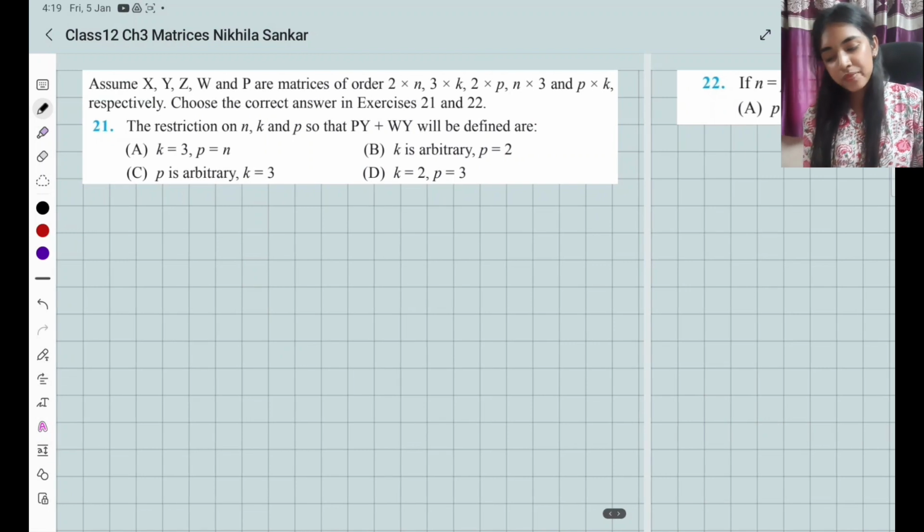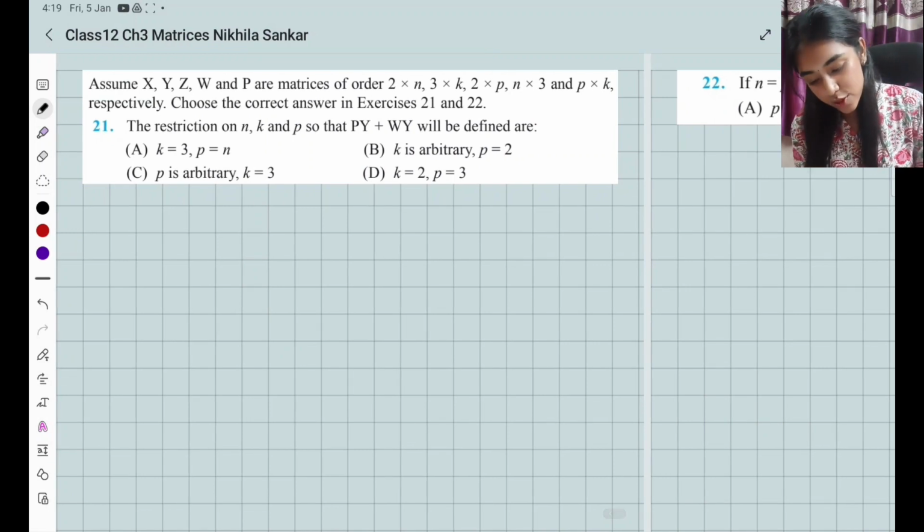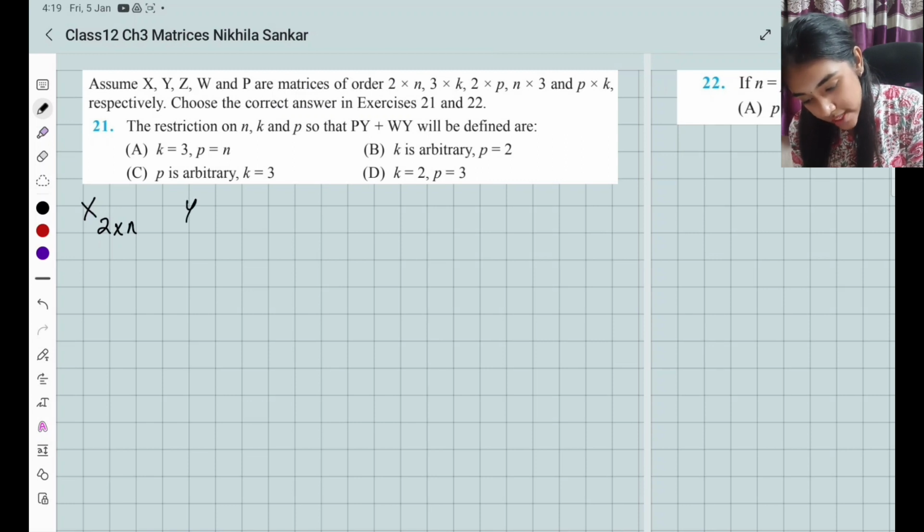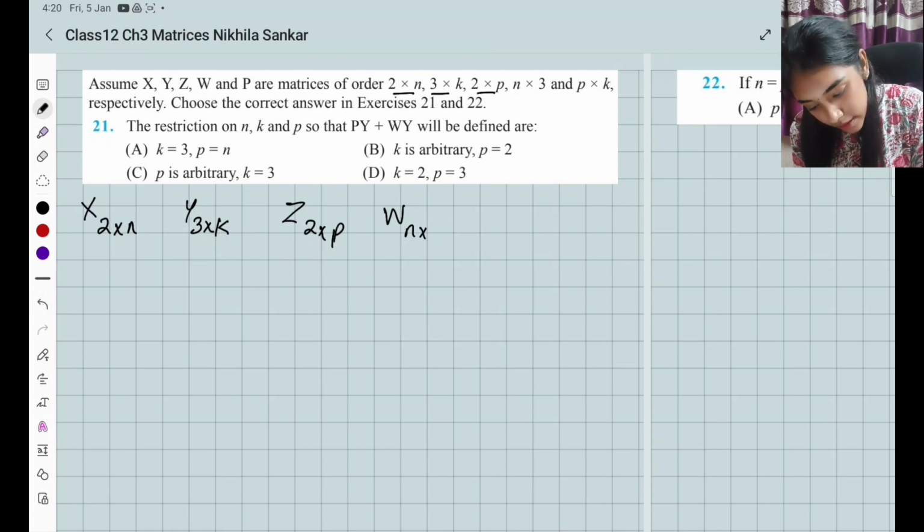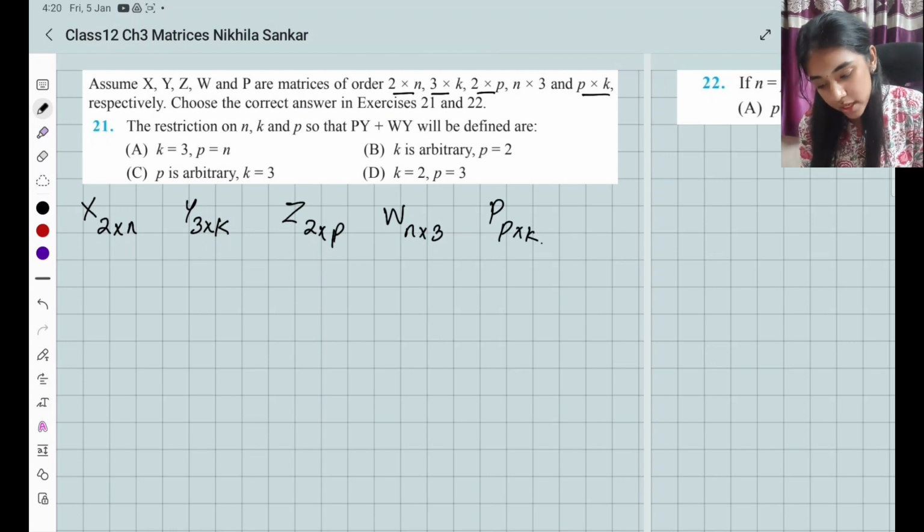Question number 21. Assume X, Y, Z, P are matrices of order. So first அதை எழுதலாமா? X is going to be of order 2 by n. Y is going to be of order 3 by k. W is going to be of order 2 by p. And P is of order x, y, z இருக்கா நடுவுல. So Z is of order 2 by p. W is of order n by 3, and P is of order p by k. Okay, choose the correct answer.